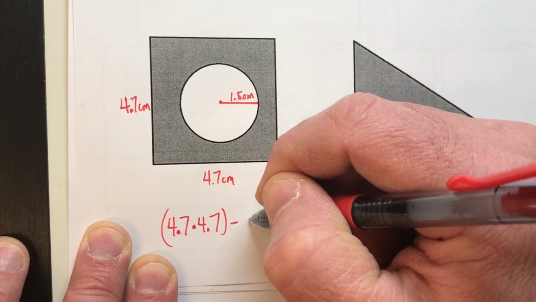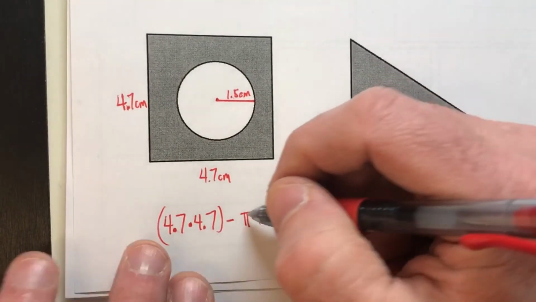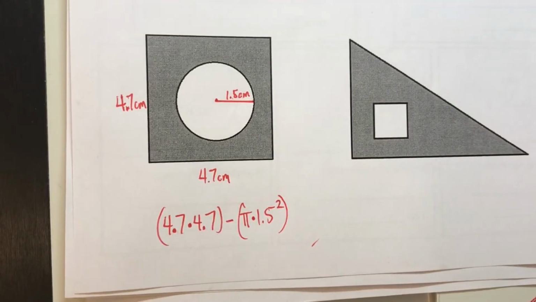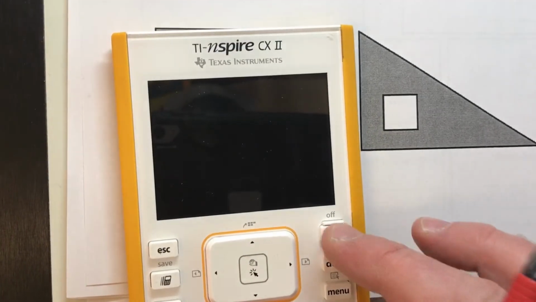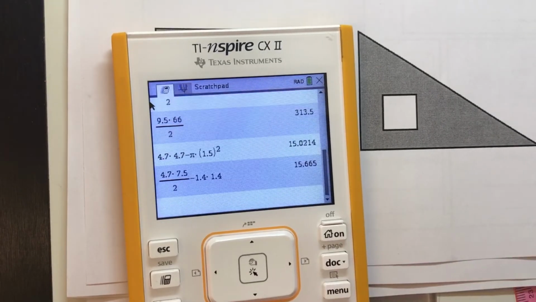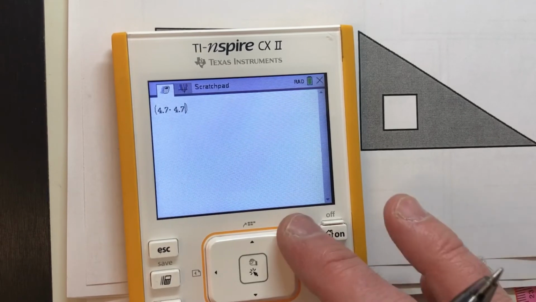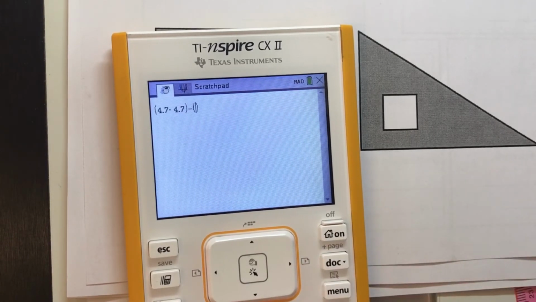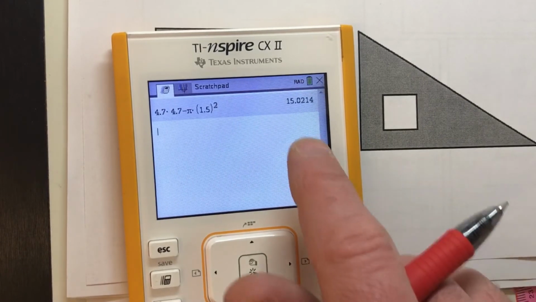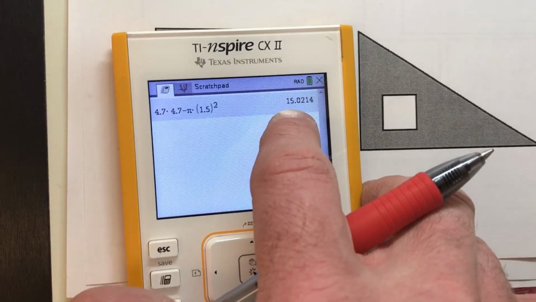So I'm going to take that off, and how do I find the area of that? Pi times 1.5 squared, okay? And I'm just going to type in that whole thing just like that. I'm going to go 4.7 times 4.7 minus pi times 1.5 squared. And so it tells me the area of the shaded is about 15.02 square centimeters.